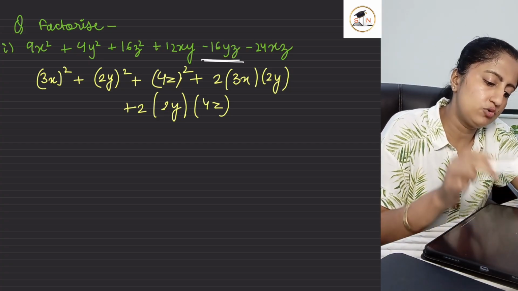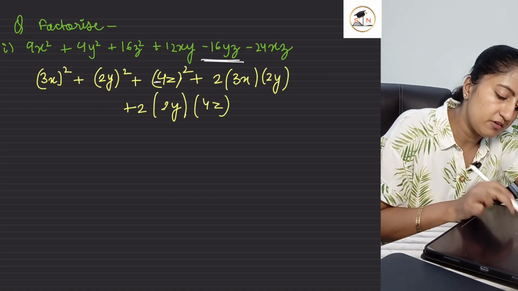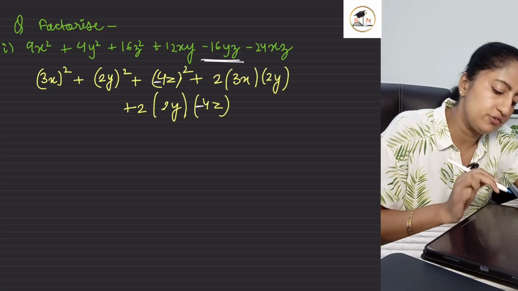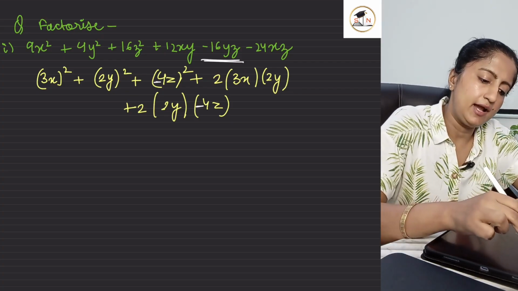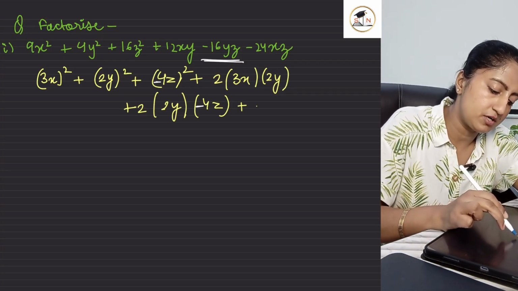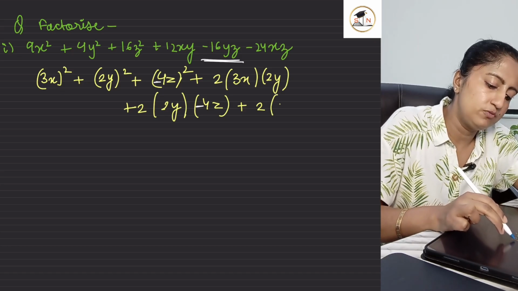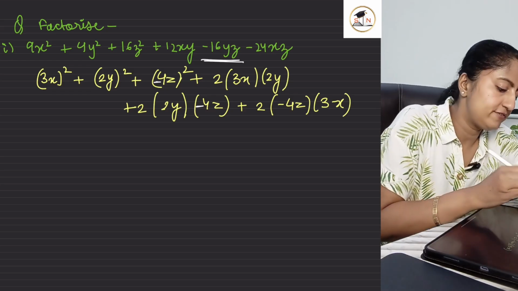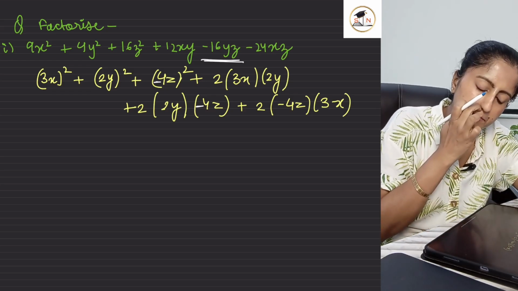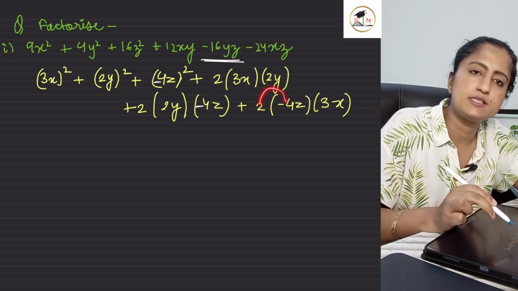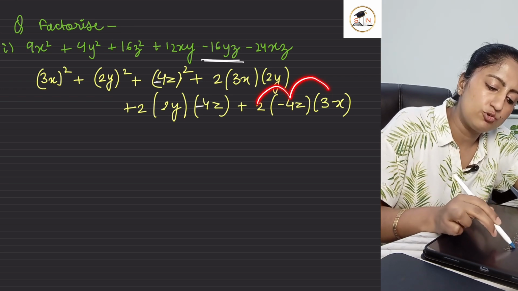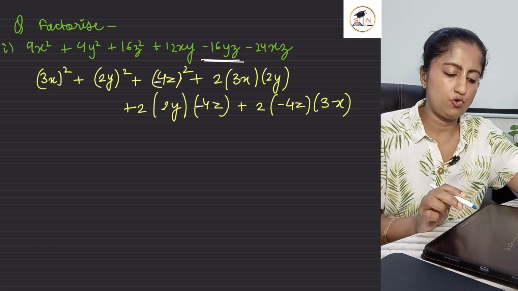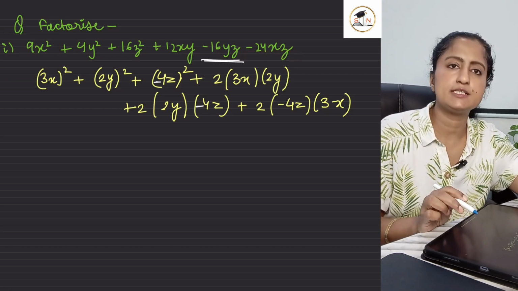So I will include the negative with 4z. I included that in the whole square term, and I will include it in the second product also. Proceeding with the third product, which gives me 2 into minus 4z into 3x. Let's verify the third product: 2 into minus 4 is minus 8, and minus 8 into 3 is minus 24xz, right? I hope this negative factorization is clear.